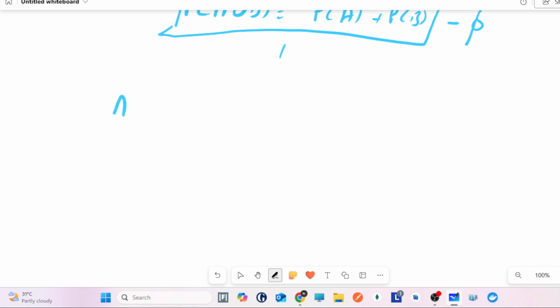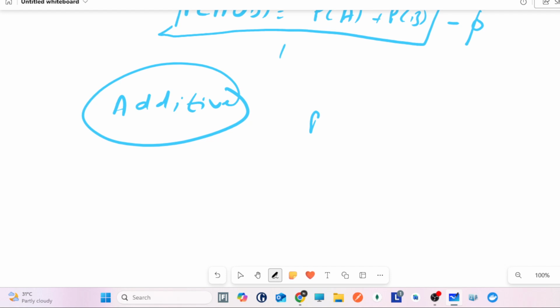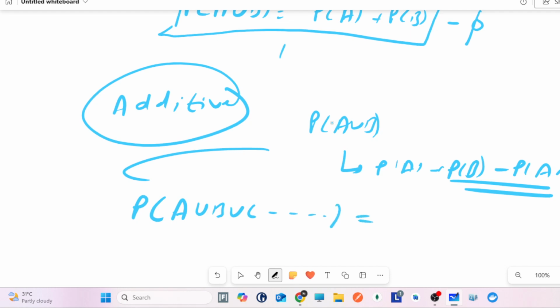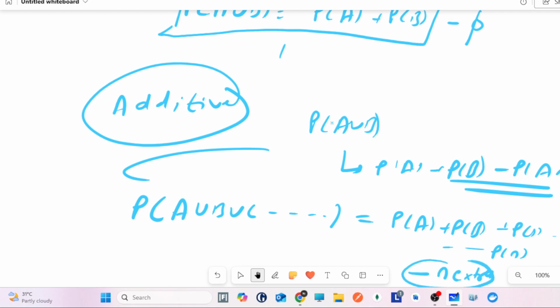Today's lecture is the additive rule, which says that if you want to know the probability of A union B, that is a composition of sample A and sample B, it is nothing but probability of A plus probability of B minus probability of A intersection B. You can generalize this as well: probability of A union B union C up to n elements is equal to probability of A plus probability of B plus probability of C up to probability of n elements, minus the extra elements. That's it. This is the general formulation.